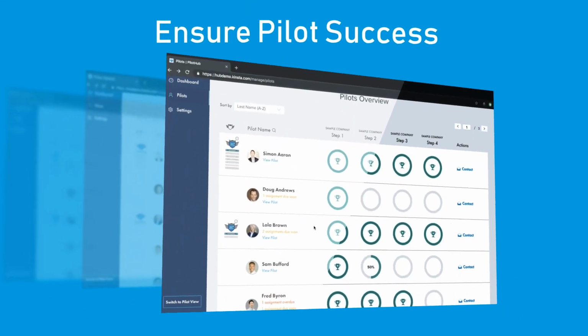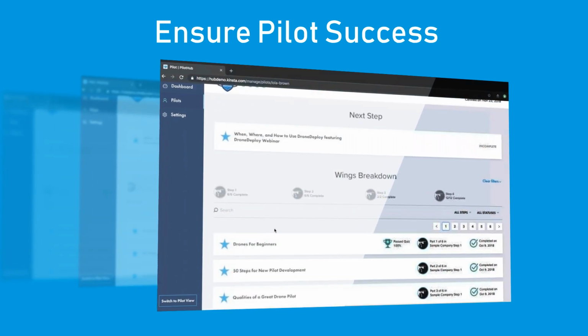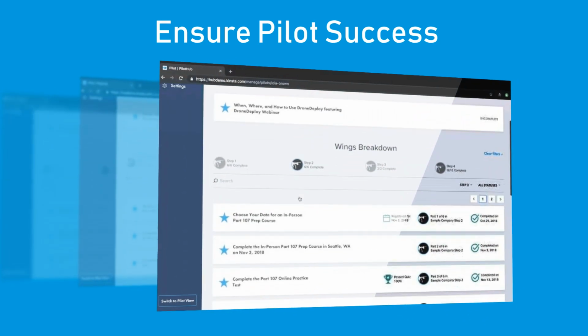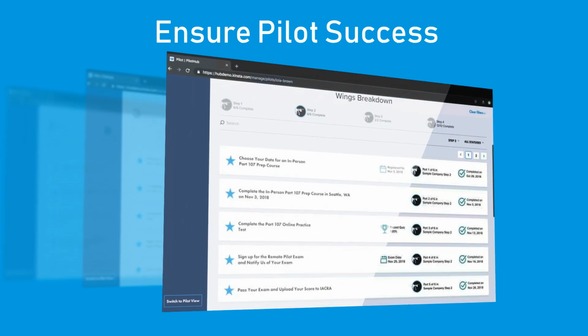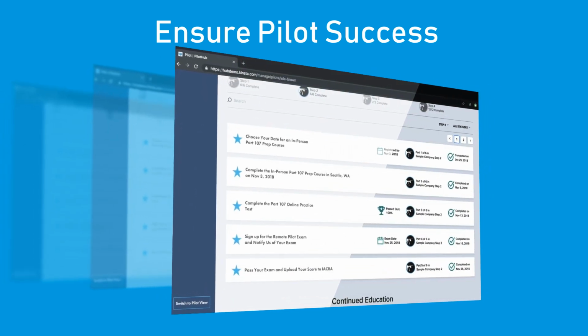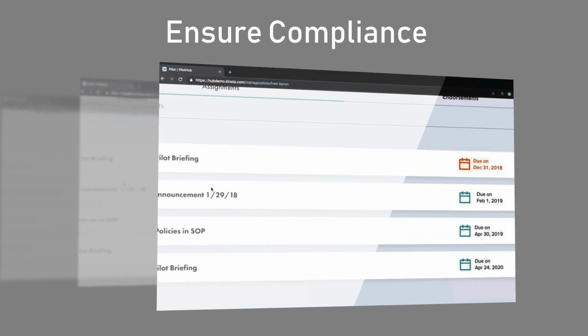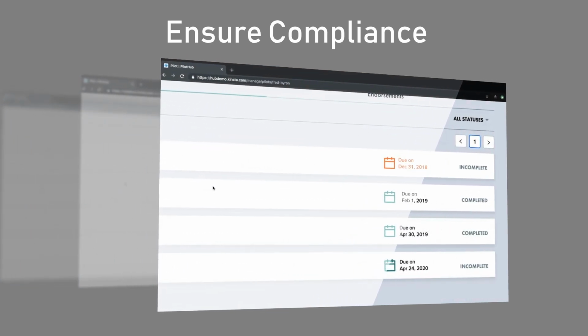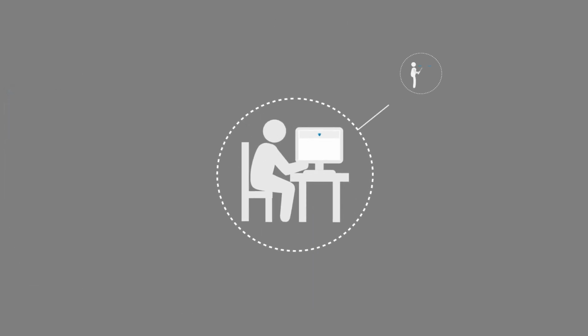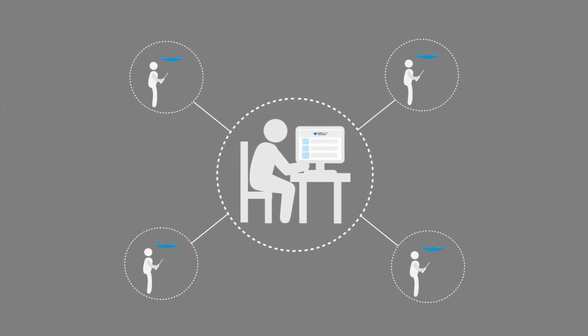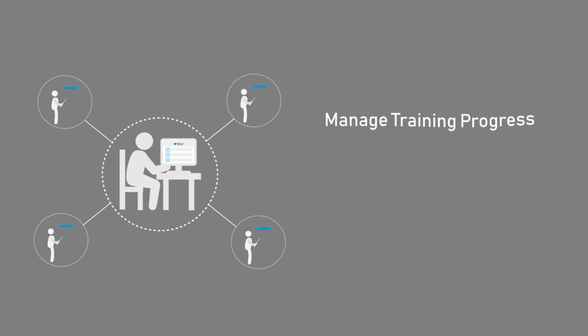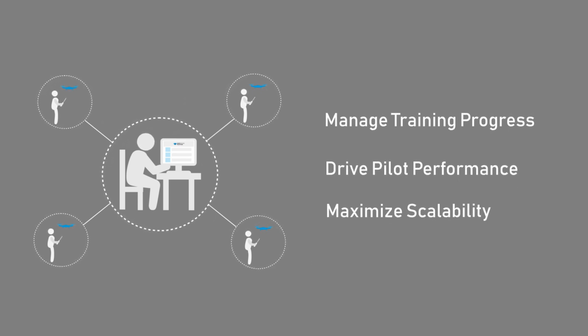Ensure pilot success and see each pilot's quiz grades, test dates, certifications, training dates, and continuing education status, and ensure compliance on internal policies and external regulations by seeing who has completed and accessed mandatory new assignments. The DARTdrones Pilot Hub helps SUAS program managers manage training progress, drive pilot performance, and maximize scalability.